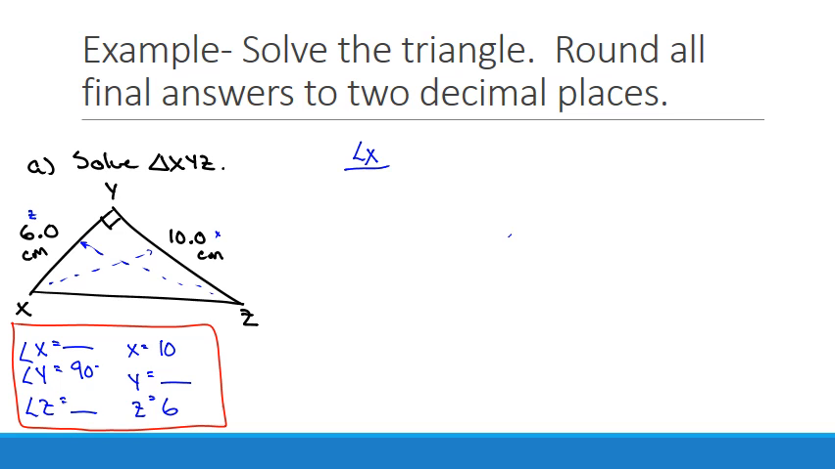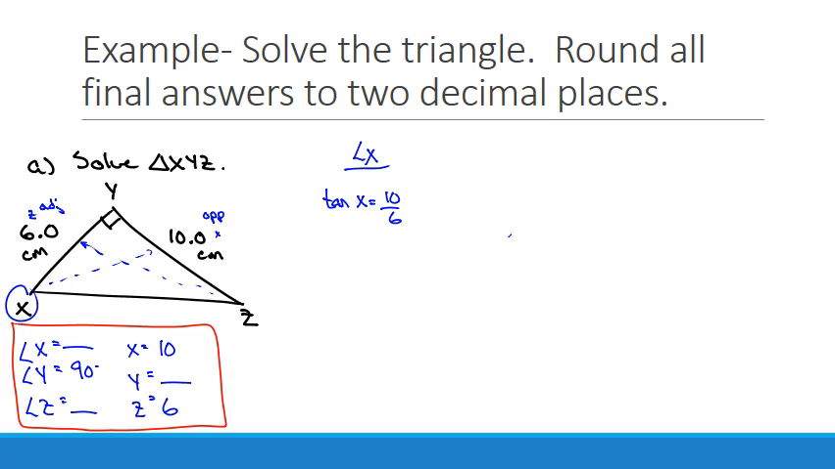So for angle x, if I'm starting here, I'm going to name everything. And then when I look at that, this would be the opposite from angle x, and this would be the adjacent from angle x, meaning I'm going to use tangent. So tan x equals 10 over 6.